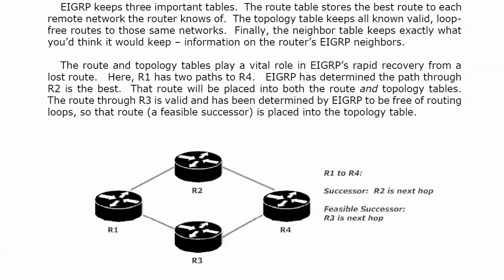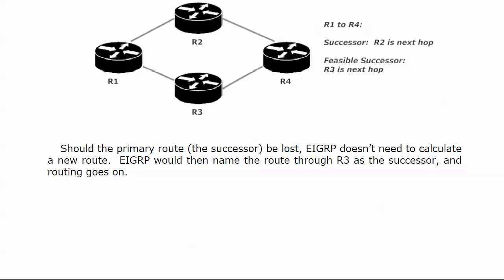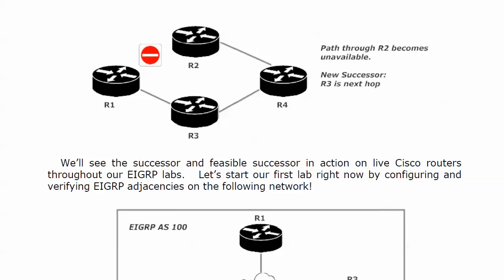Now, should that primary route suddenly be lost, this is the best part of EIGRP, really. It doesn't need to calculate a new route. It doesn't need to go, I don't have this route, what am I going to do? I've got to come up with a calculation. No, it just looks in the topology table, says, hey, there's my feasible successor. There's my backup route for that destination. I'll make it a successor, put it in the routing table, and routing goes right on.